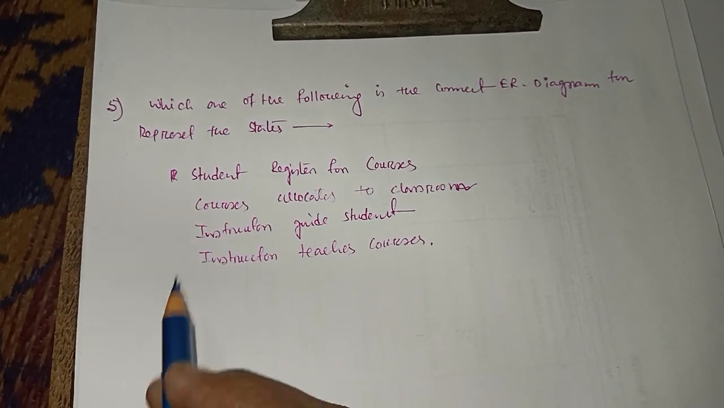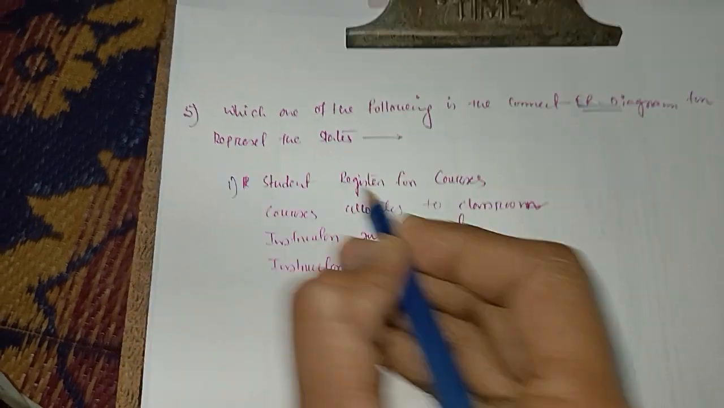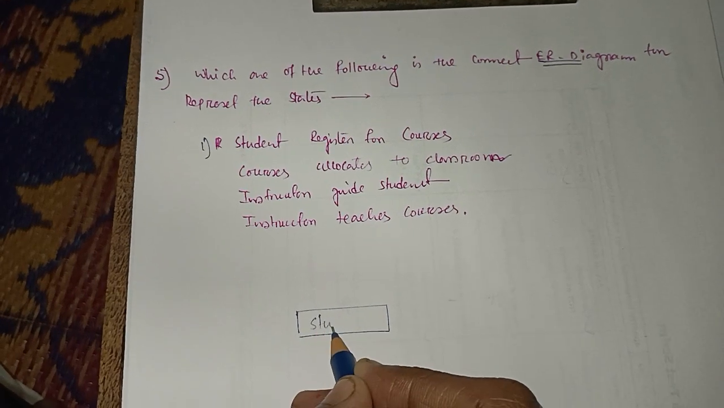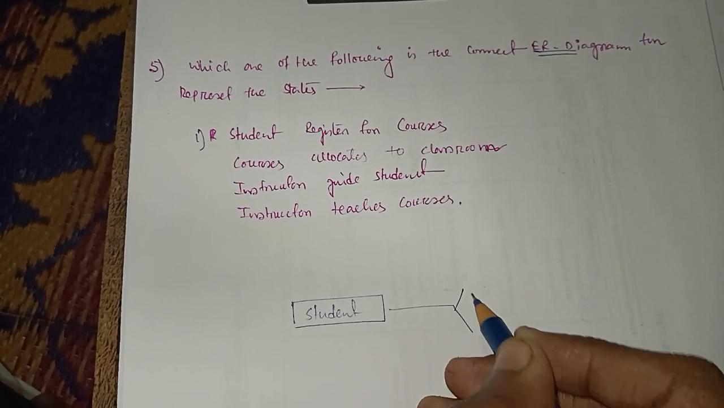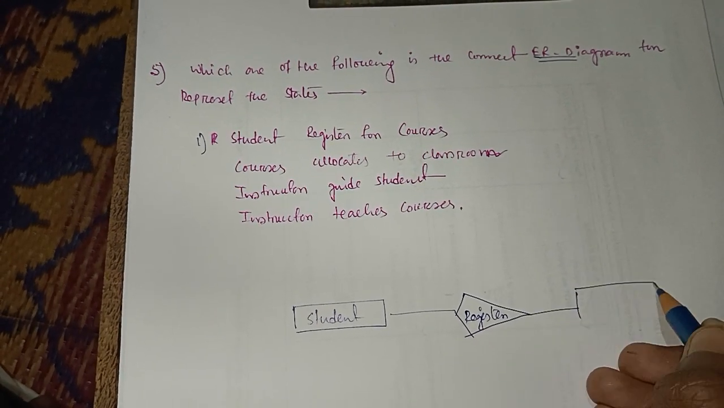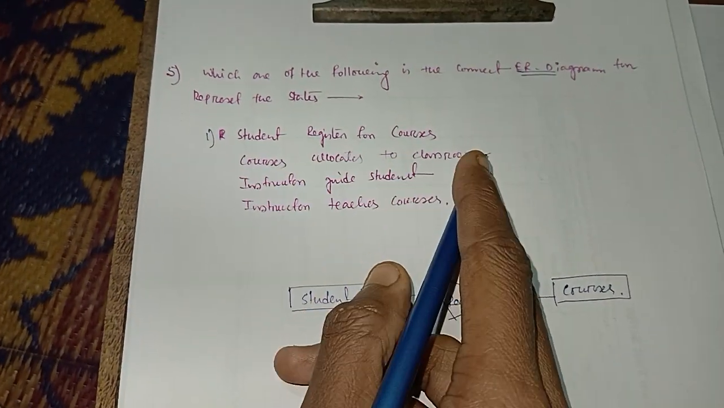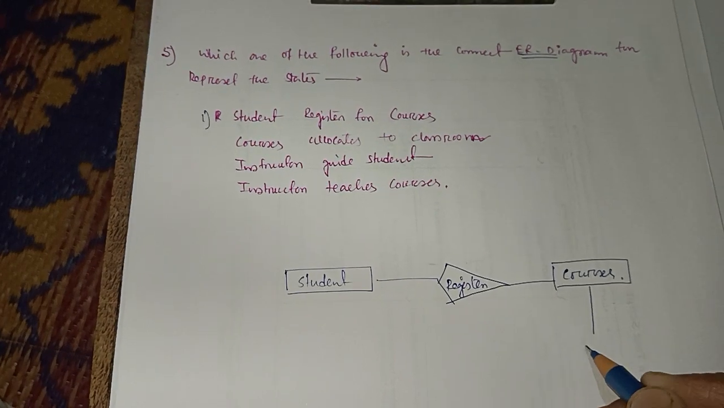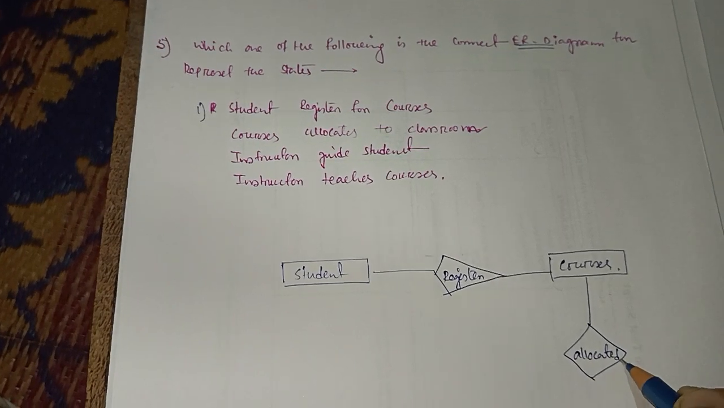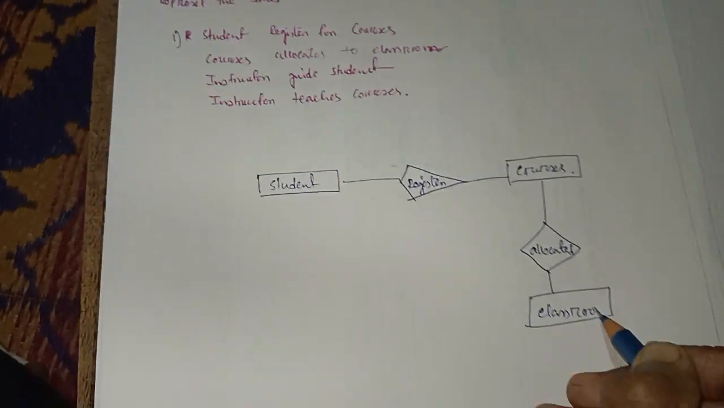So we get the next question, related to the ER diagram. We have to represent the ER diagram. Students register for courses. So we draw student as an entity, and register is the relation. Courses is also an entity. Then courses are allocated classrooms, so courses is an entity, allocated is the relation, and classroom is also an entity.